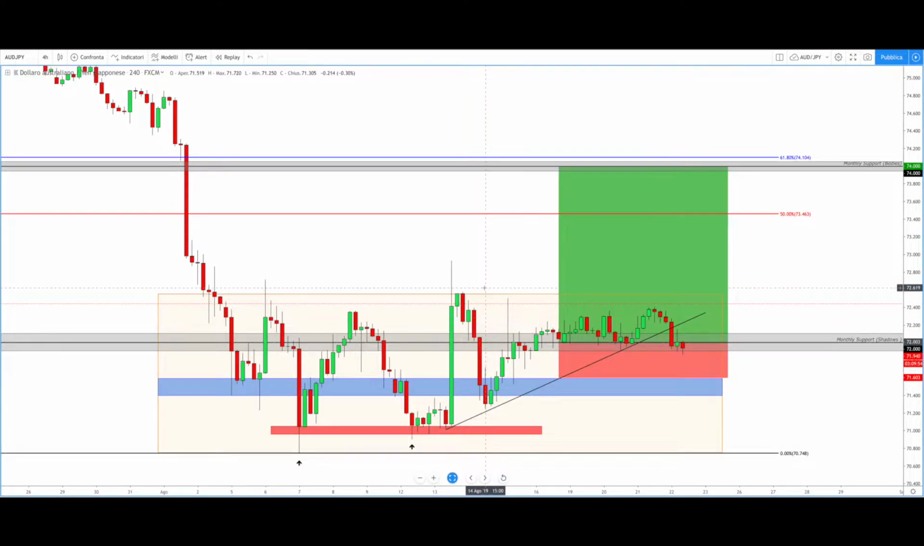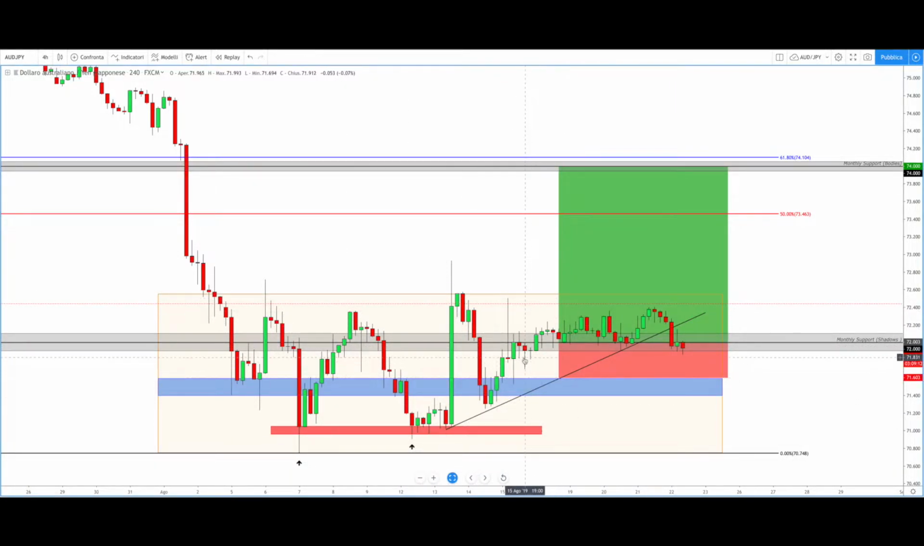Let's start with Australian dollar, Japanese yen on the 4-hour time frame. I shared an update in the free channel during the week with a potential long setup here. After the clear break here of 7.2, this monthly support, we can see that the price in the last weeks has reached this level after this huge bearish movement, but after the clear break of this monthly support, the price started to form this sideways phase here.